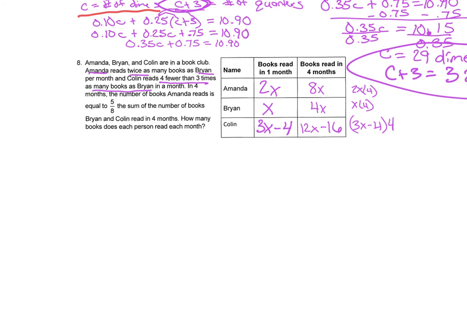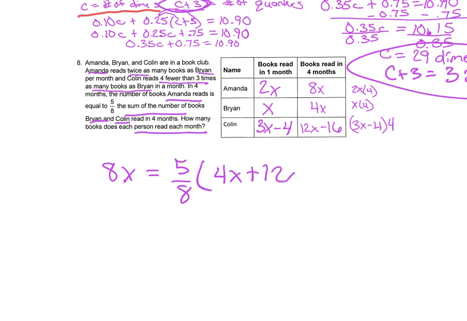Now the question asks, how many books does each person read each month? We have to use this information to help us write. In 4 months, the number of books Amanda reads, so Amanda's 2x, okay? Oh, 4 months, so not the 1 month. In 4 months, she reads 8x, okay? Is equal to, so equal to 5/8 the sum, so you gotta add them together, of both Brian and Colin in the 4 months. So 4x plus 12x minus 16. So I got to add these together because they equal this.